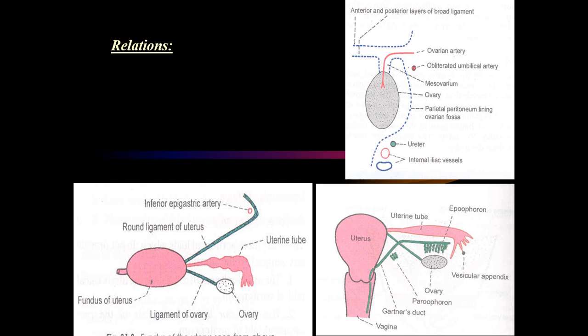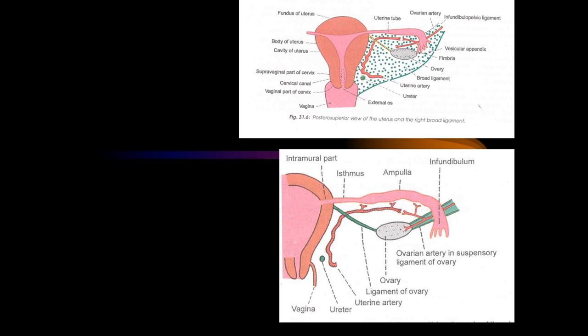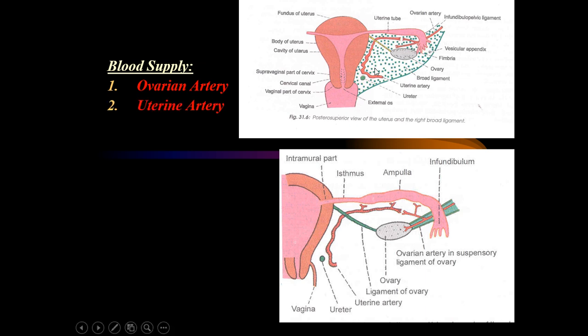Coming to the relations, as I said before, the ovary is covered completely by the peritoneum except the anterior border where we have the meso-ovarium. Otherwise, it is totally covered by the peritoneum, and it sits in the ovarian fossa. Coming to the blood supply, it is by the main artery, which is called the ovarian artery. Along with that, there is also a contribution from one more artery. This is called the uterine artery. So this is the uterine artery here, which also supplies a small quantity of blood to the ovary.